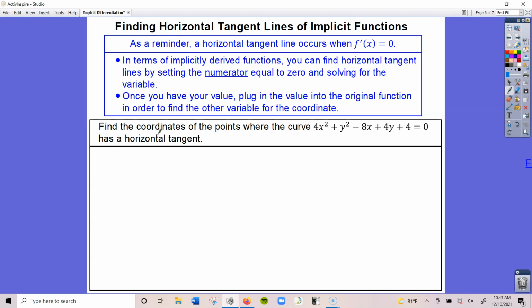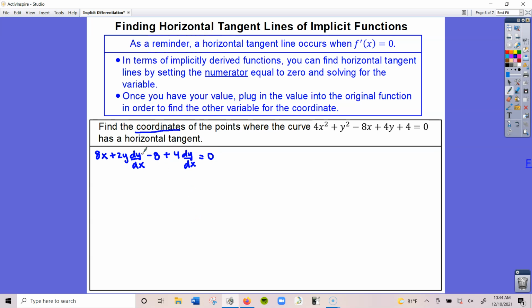So if you look here, it says find the coordinates. So that means that we're looking for both an x and a y, where the curve 4x squared plus y squared minus 8x plus 4y plus 4 is equal to 0 has a horizontal tangent. So let's start off by taking that derivative. The derivative is going to be 8x plus 2y dy/dx minus 8 plus 4 dy/dx, and the derivative of 0 is equal to 0.